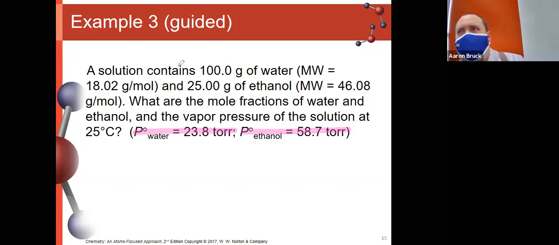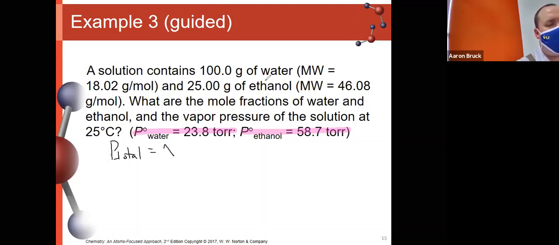Since we are given two vapor pressures, this would fall into the category of the second type. I've got two volatile substances. So my equation is going to be that the total pressure is equal to the mole fraction of water times the vapor pressure of water plus the mole fraction of ethanol times the vapor pressure of ethanol.